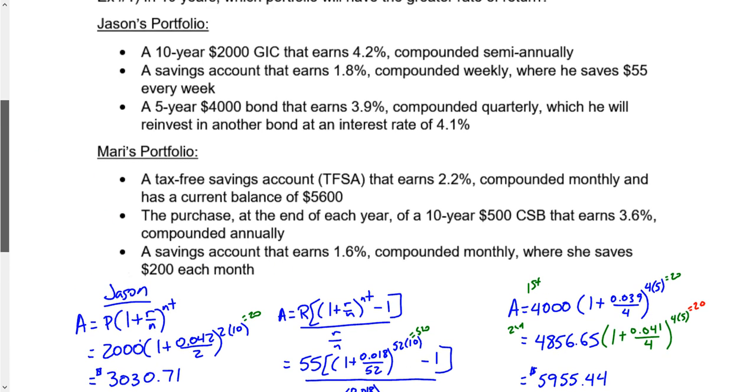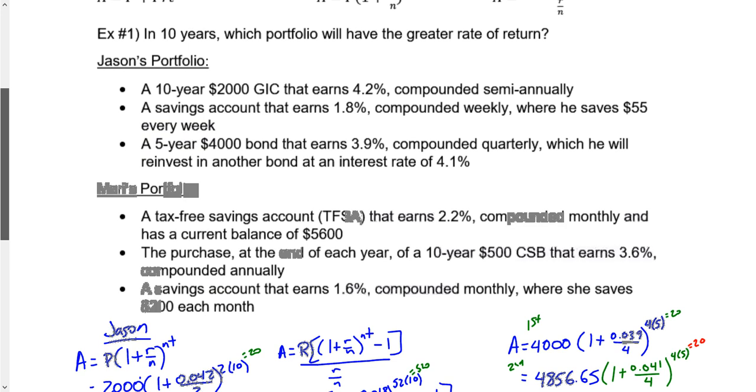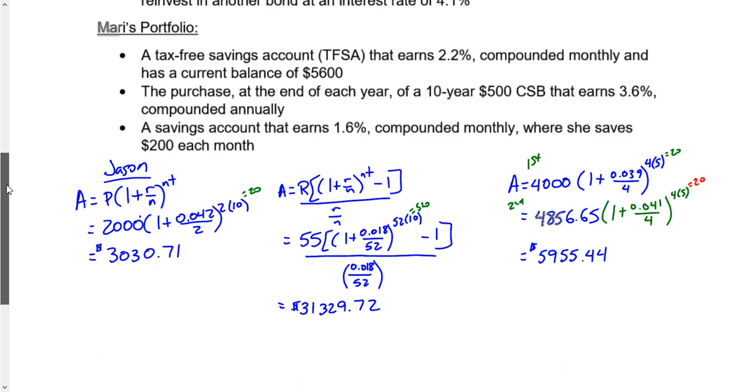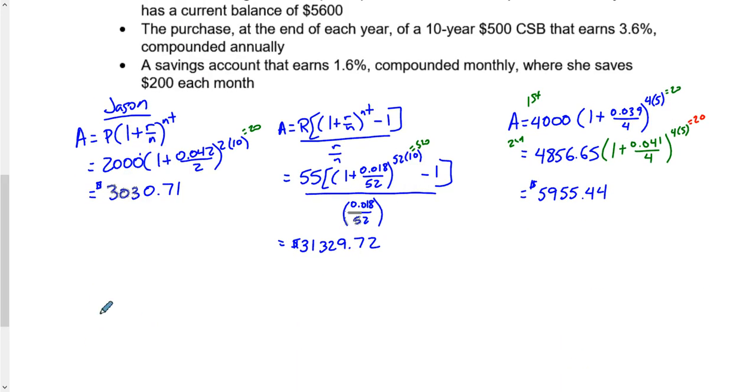Well, that is not his rate of return. His rate of return, by definition, is how much is earned or lost divided by how much is invested. Well, in the first account, he's invested $2,000.